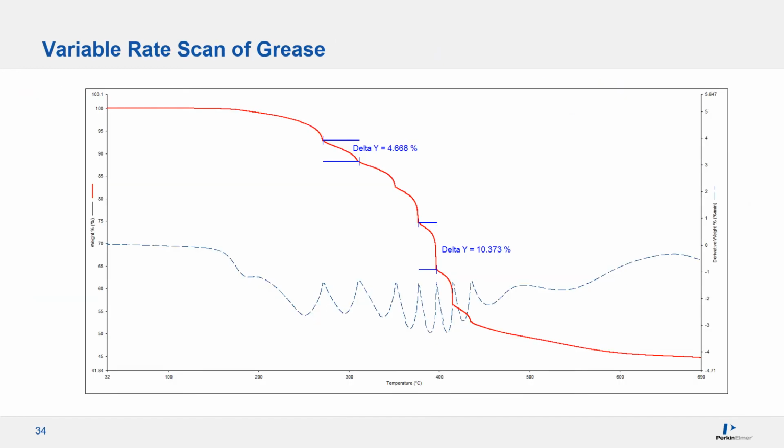The results: the variable rate scan works better for the grease sample. More weight loss steps are revealed. Corresponding peaks in the DTG curve are also displayed here. At least 8 ingredients can be calculated with this smart TGA method.